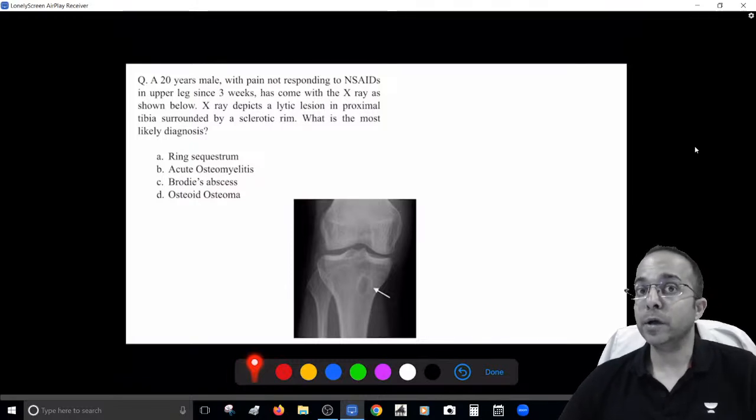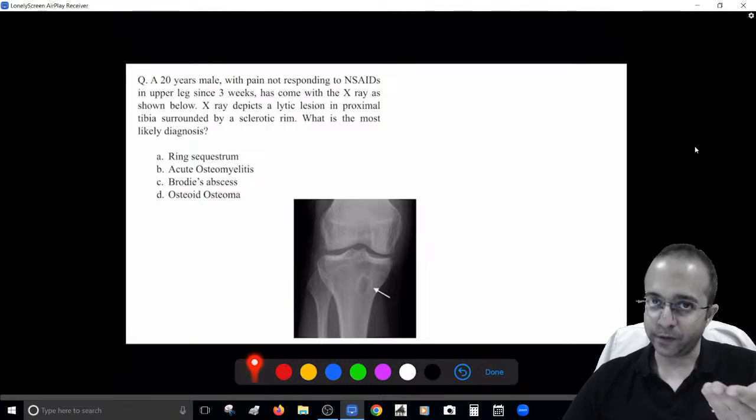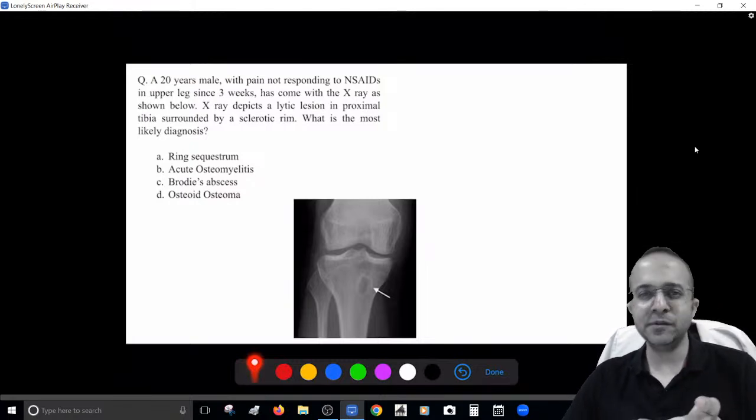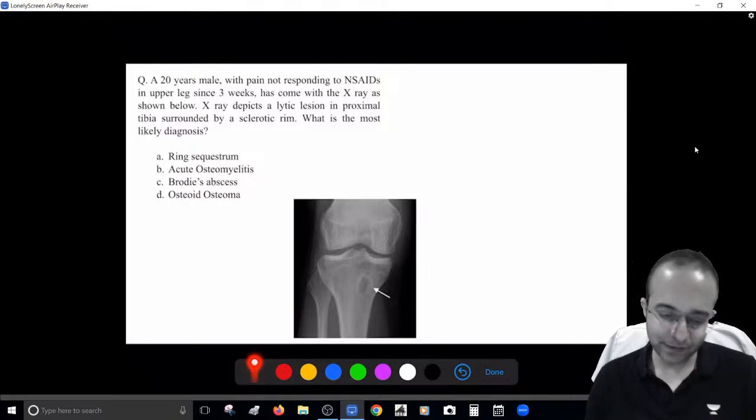Braces will halt the progress. So the idea is to halt the progress, so the deformity does not become severe. The patient will remain symptomless. Clear? Okay, so yes, I give it to you guys.